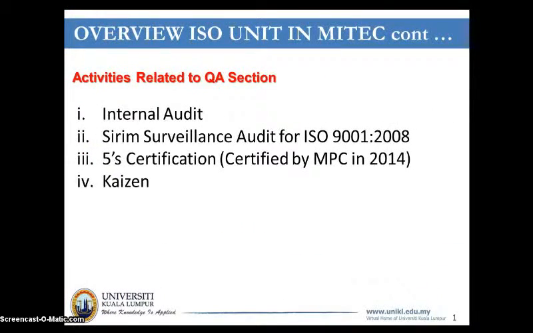Okay, next, the activities. Some of the activities related to the quality assurance section at UniKL Mitec are, first, to conduct the internal audit, and then to conduct the surveillance audit, which is done by a third party or external party outside of UniKL Mitec. The third activity is 5S certification. Our current 5S certification was certified by MPC in 2014. And the fourth is Kaizen activities, which are small improvement initiatives.